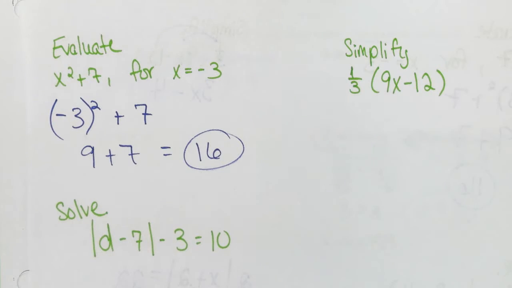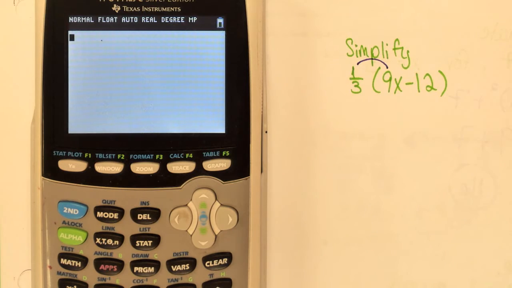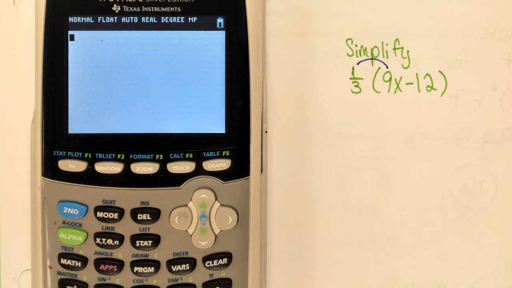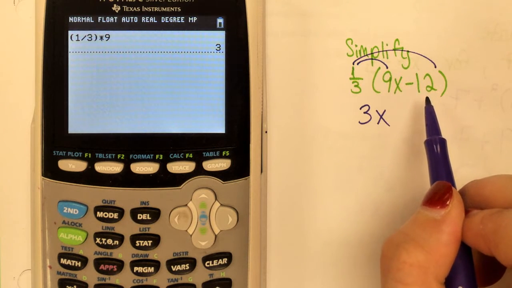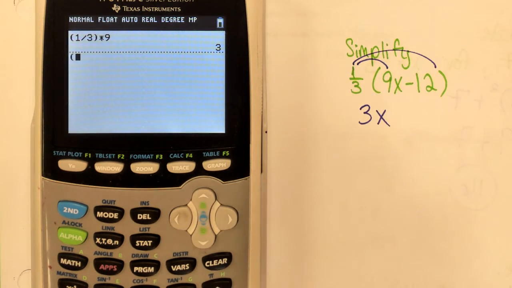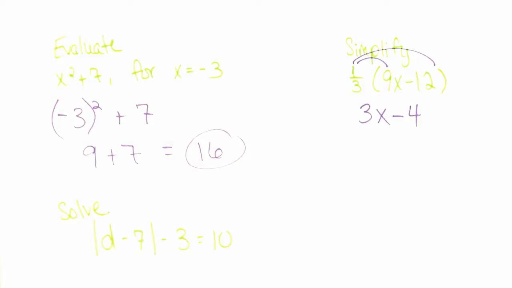All right, what about this one? So you have two options. You can understand that 1/3 times 9 is like saying 9 divided by 3, right? Or you could type in your calculator, parentheses, 1 divided by 3, close parentheses, and then times 9. What do you get? 3. Okay? You can know that 1/3 times -12 is like saying -12 divided by 3, or you can type it in 1 divided by 3, and then times -12. What do you get? -4. There you go. Everybody okay so far?